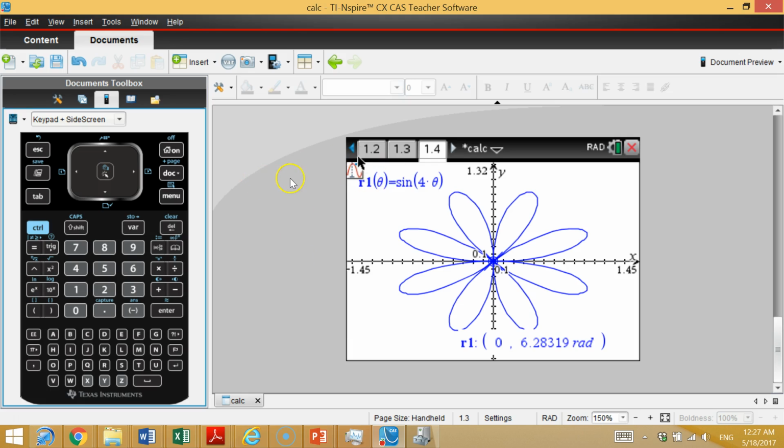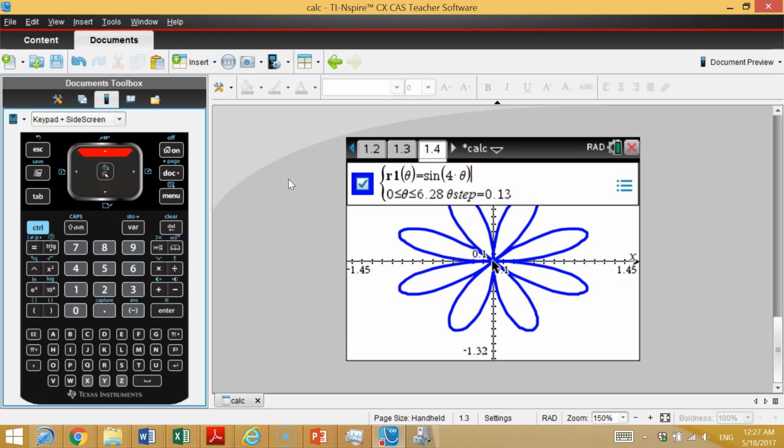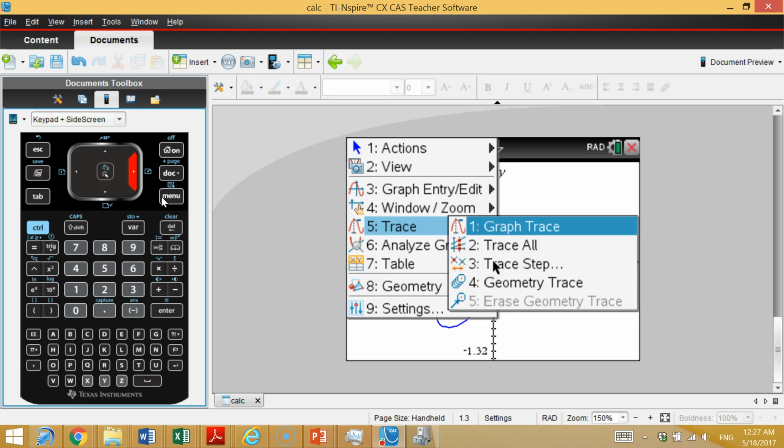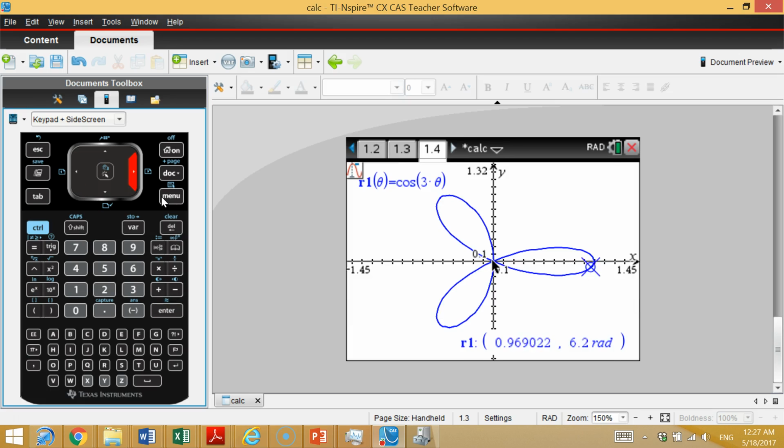Cosine of 3 theta. So I'm just going to tab, and we'll change this guy to cosine of 3 theta. The reason I chose this one is because a lot of people think that all polar graphs have a period of 2 pi. Watch this one. If I go to Menu, Trace, Graph Trace, I'm going to go back to 0. At 0, notice you start out far out for cosine, because cosine of 0 is 1. So we're actually way out here at 1 to start.